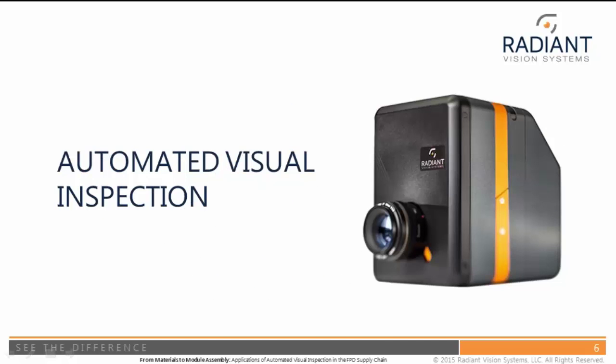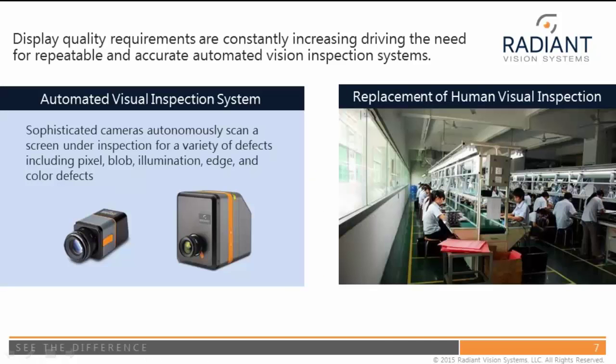So we're going to start with automated visual inspection. What is automated visual inspection? Well, over the last 10 or 20 years, the requirements for display quality have increased very dramatically. And as a result, visual inspection has become a really key part of the process of actually manufacturing flat panel displays. We have found that many aspects of the flat panel display manufacturing process have become automated, and one of the last parts of the process to receive a significant amount of automation is visual inspection.